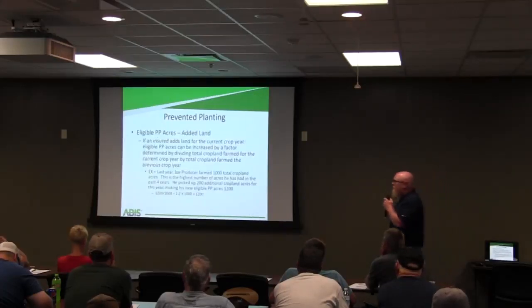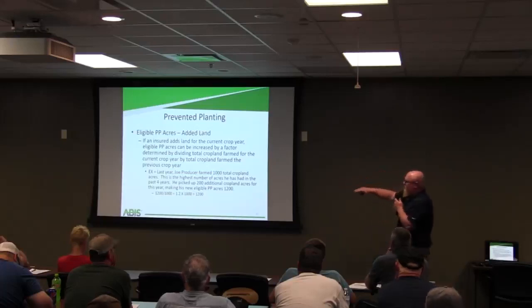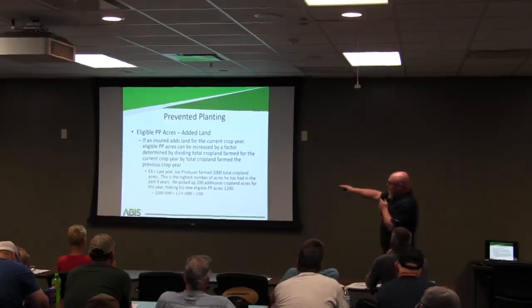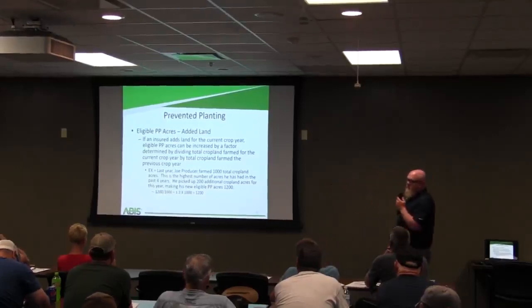So here's the added land portion. We've got an example down here. We've got a factor, and what that's going to be based off of is the total cropland acres for this year, divided by, or multiplied by, the total cropland acres farmed the previous year.